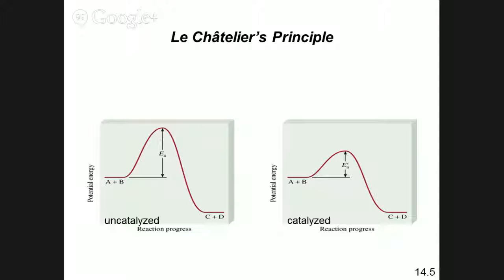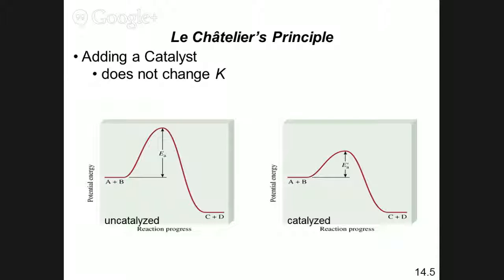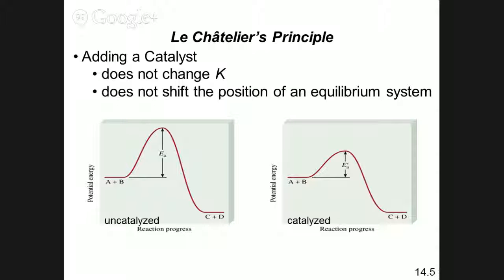Now, another way that you can change a reaction is by adding a catalyst. A catalyst doesn't change the equilibrium constant, the K, and it does not shift the equilibrium of the system. A catalyst doesn't do anything except speed the reaction up, but it speeds up both sides. It speeds up the forward and it speeds up the reverse. It just means you get to equilibrium faster, but it doesn't change where the equilibrium position is. What it does basically is lower what we call the activation energy.